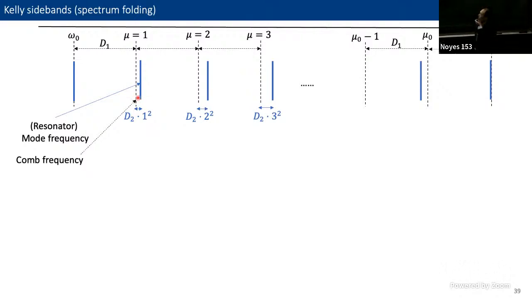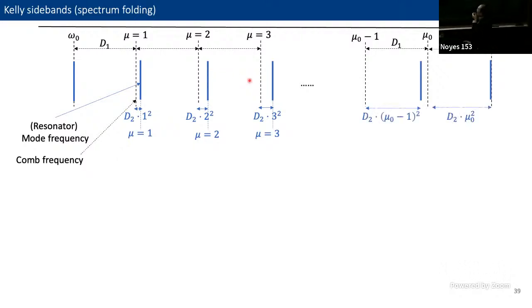So this walk-off will be proportional to the mode number of the resonator mode you are studying. For example, here we plot this as proportional to 1 squared, here it's proportional to 2 squared, 3 squared, and so on. Typically, this walk-off is not comparable with the free spectral range, because in integrated resonators the free spectral range is typically much larger than in fiber resonators, since integrated resonators have a much smaller size. So typically, this walk-off is much smaller than the free spectral range.